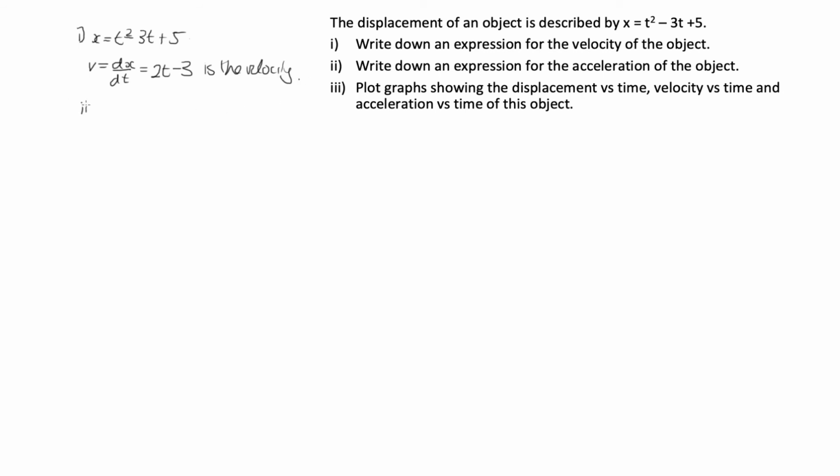And then in part 2, we're asked to write down an expression for the acceleration of the object. The acceleration is the derivative of the velocity, or the second derivative of the displacement. Since we've got the velocity here, we just need to differentiate this. When we differentiate this, we get 2, so this is 2 meters per second per second. Then part 3 asks us to plot graphs showing the displacement versus time, velocity versus time, and acceleration versus time for this object.